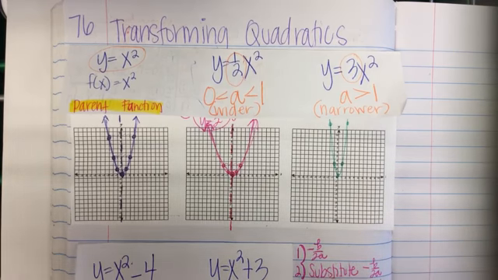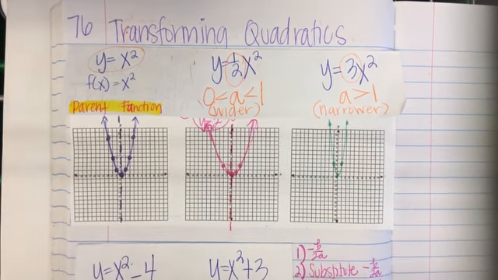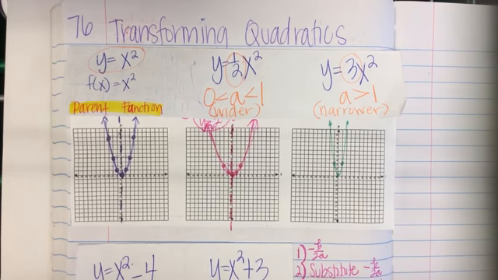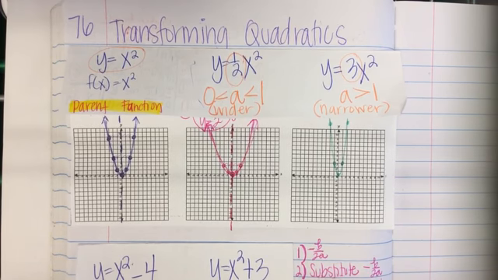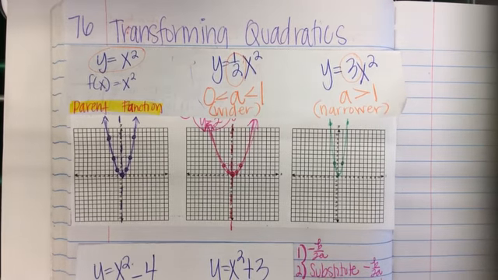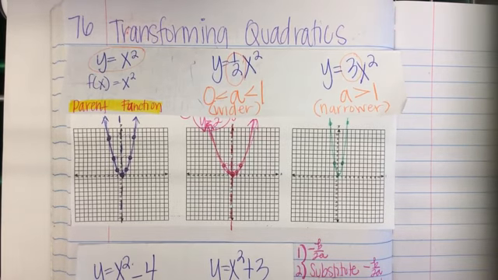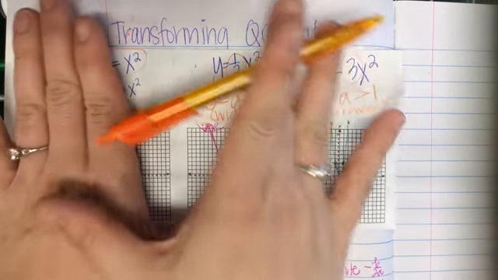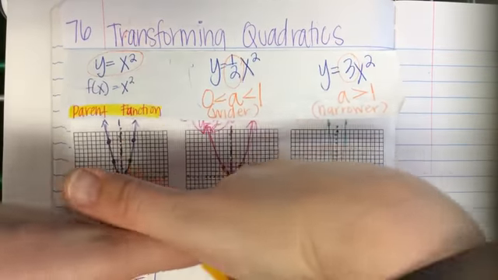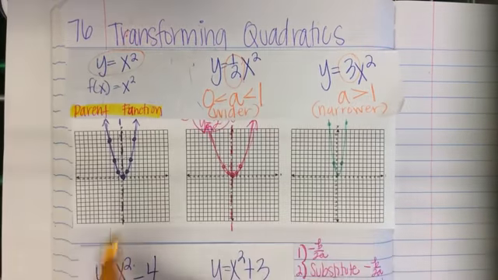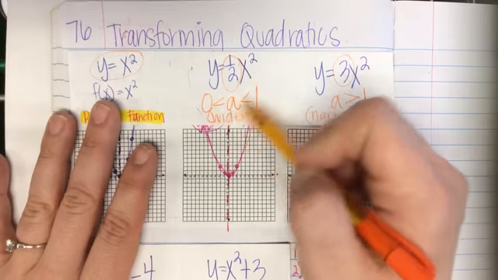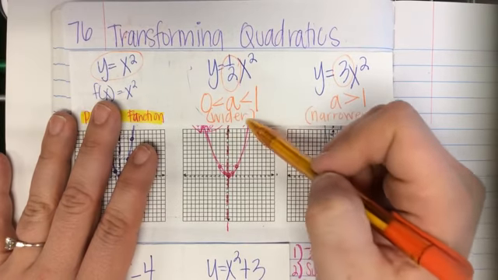Here's the one thing that's not on here. What if a is negative? What happens if a is negative? This is from a couple lessons ago. Donna Joan? It flip-flops. Instead of facing up, it flips over. And it faces down. Instead of going up, it's going to be like a hill.